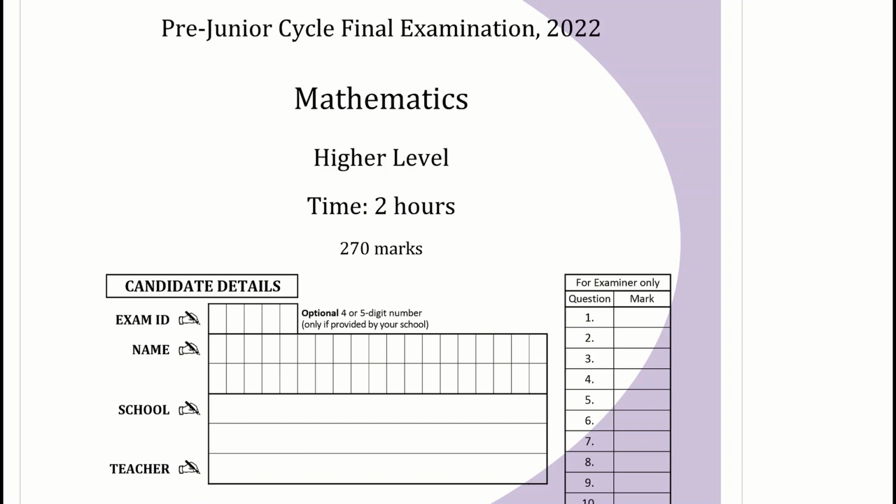These are the solutions to the 2022 Junior Cycle Maths Mock Paper.